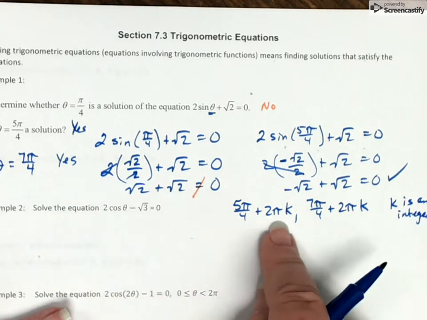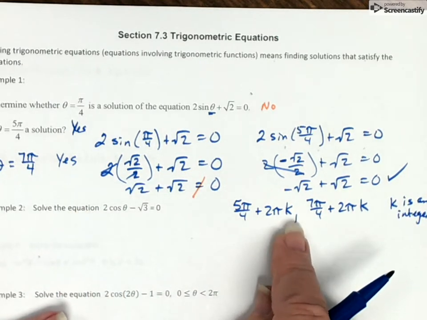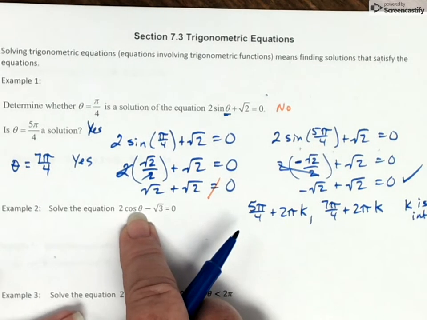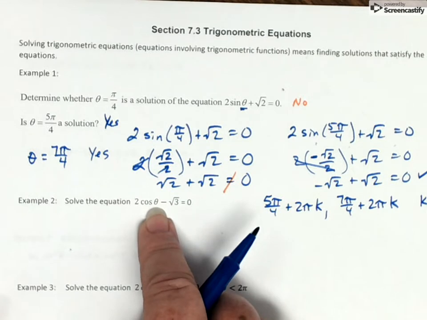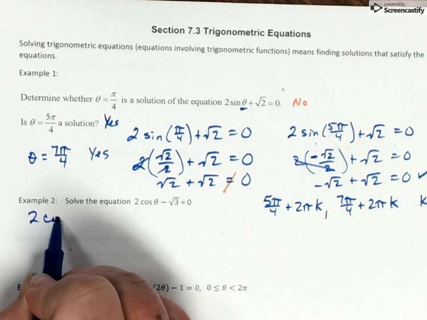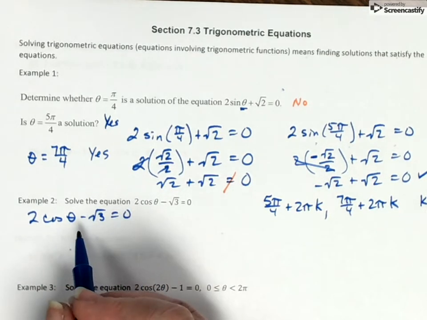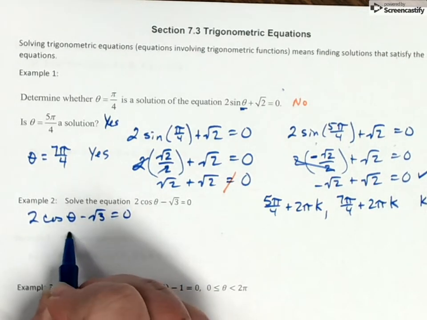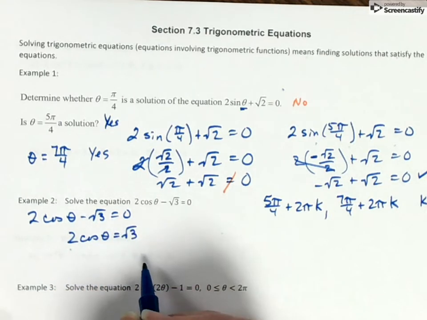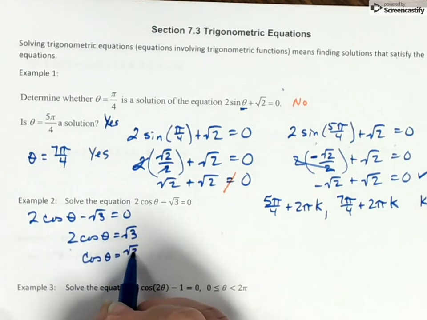How do we know they're wanting a general solution? Well, first of all, they'll tell us, write the general solution, or they'll just say solve. In this problem, I want every single answer that makes this equation true. So let's solve. Let's put 2 cosine of theta minus root 3 equals 0. Let's add root 3 to both sides. 2 cosine of theta equals root 3. Divide by 2. Cosine of theta equals root 3 over 2.